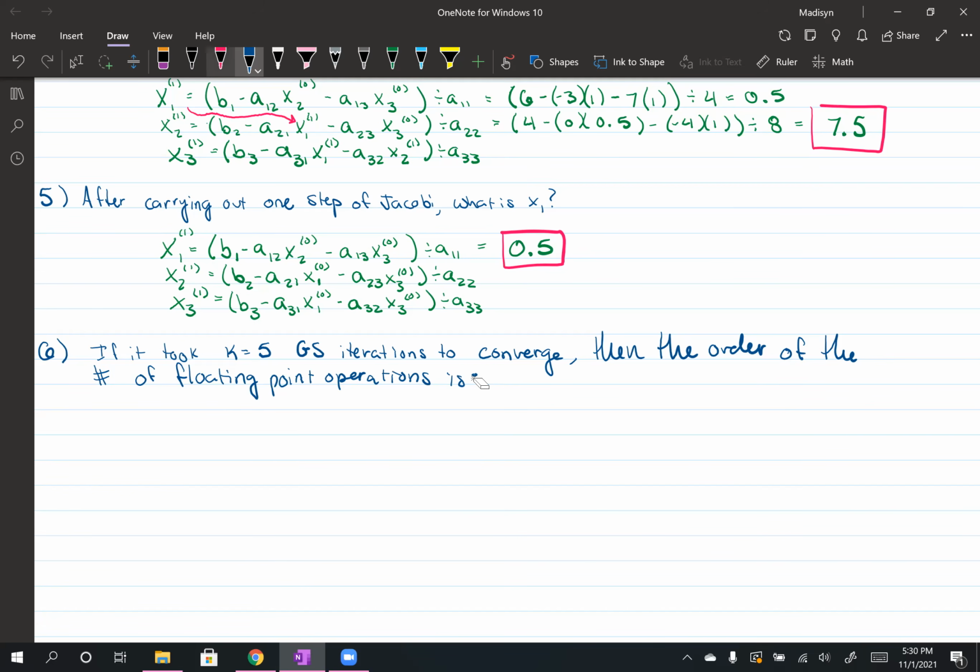So to find that, the equation is flops is equal to your number of iterations, which is k in this case, times your dimension of your matrix squared. So in this case, it would be 5 times 3 squared, which is 9 times 5 is 45. Ta-da! So pretty easy question.